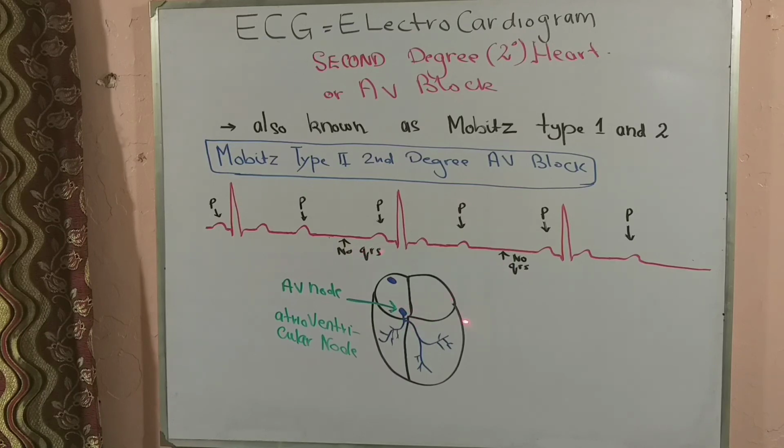And in the majority of these patients, they become hemodynamically unstable or they can slide into the complete heart block. So these patients require a permanent pacemaker, but obviously if the patient is hemodynamically unstable, you need to insert a temporary pacemaker to start with.